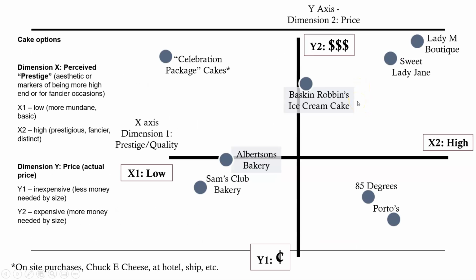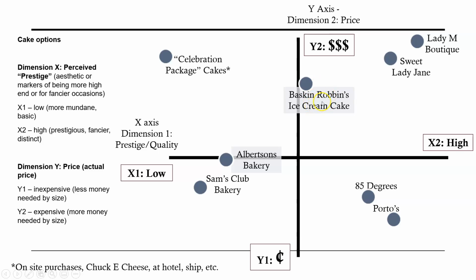So here were the options for this customer or target market at least. Notice how it's not just one option per quadrant, but how they fall along those two dimensions. On the one hand, there's the celebration package, as we kind of term these cakes, cakes that you might buy at a premium because it's convenient. Chuck E. Cheese, a trampoline park, the hotel, they have cakes. They're convenient. No one expects them to be all that nice. Or high price and lower prestige. Albertsons and Sam's Club are close here, where it's lower to average prestige, but lower in price. We have Baskin Robbins ice cream cake here at the higher price, but nicer in prestige.